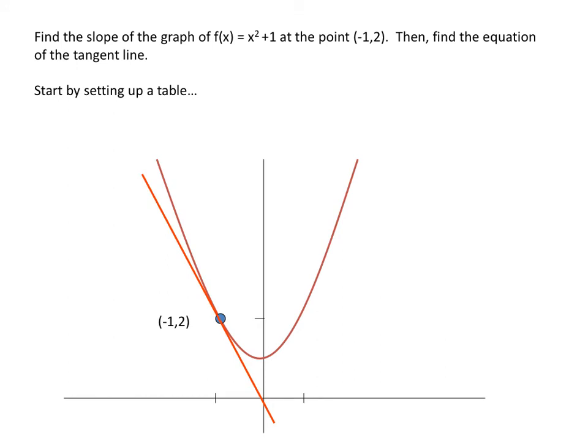Okay, so similar question, except now I've given you the graph. So here's my graph of f(x) = x² + 1, this dark red parabola. We want to find the slope of the graph right at this point, and then once we know what that slope is, we want to write an equation. So we have to do what we just did. We have to figure out what the slopes of the secant lines are as we get closer and closer to that point.